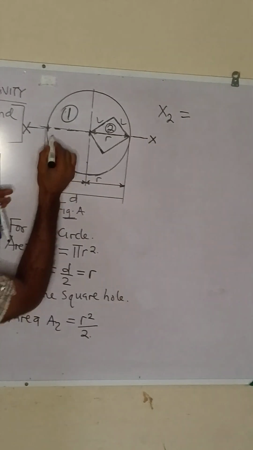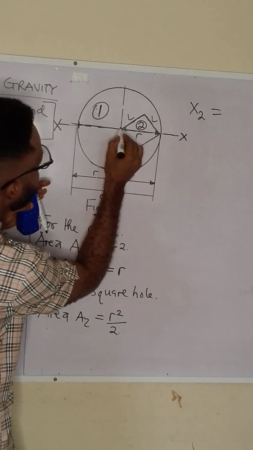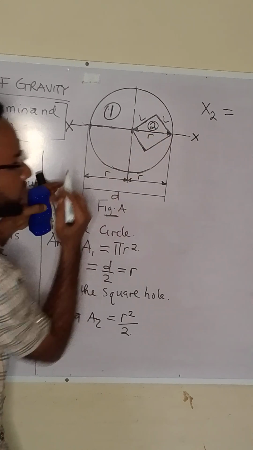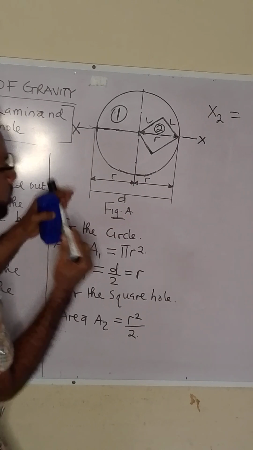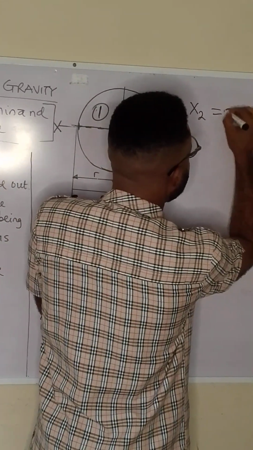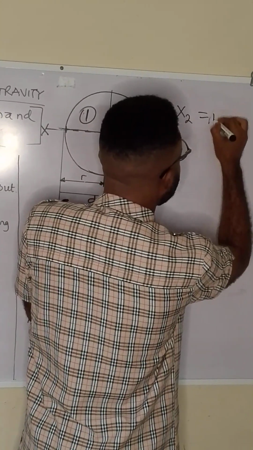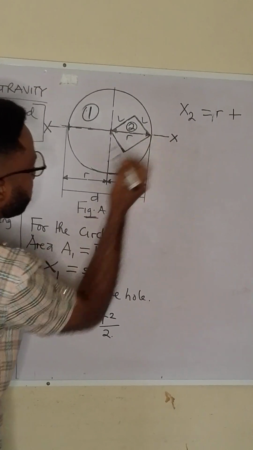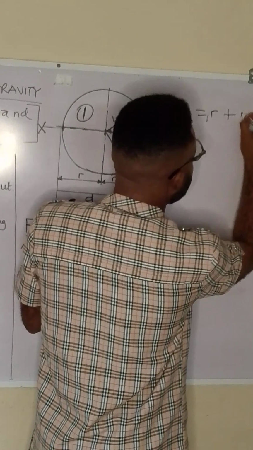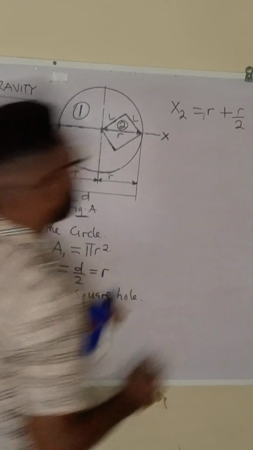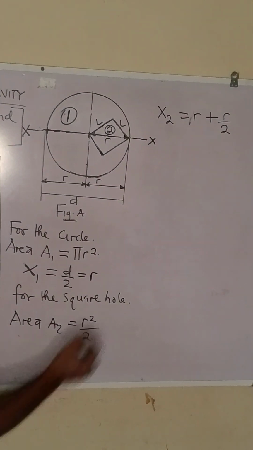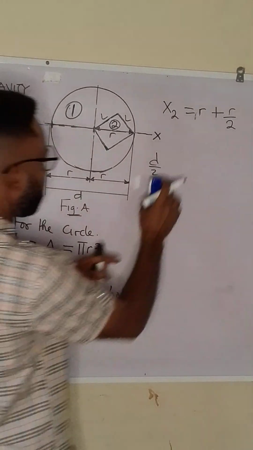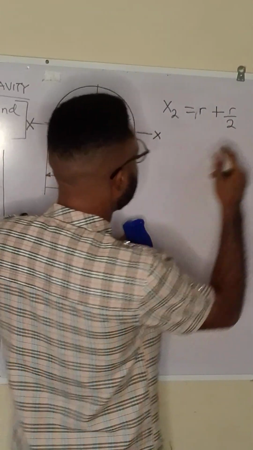So our first radius is from here down to this point. This is our first r. That is before the square hole. So we have the r plus. Now this other one that has to do with the square hole, we are going to do r over 2, because for a square it is d over 2. Okay, so that's why we are doing r over 2.